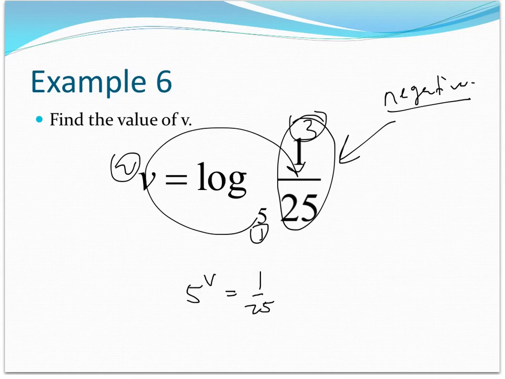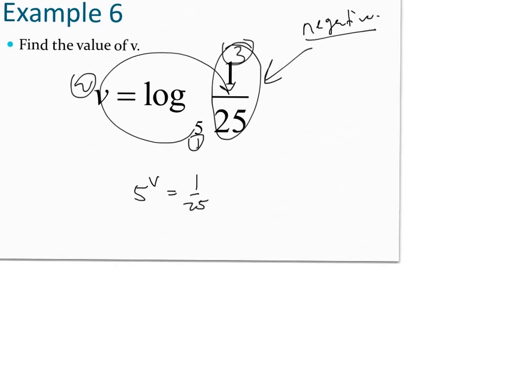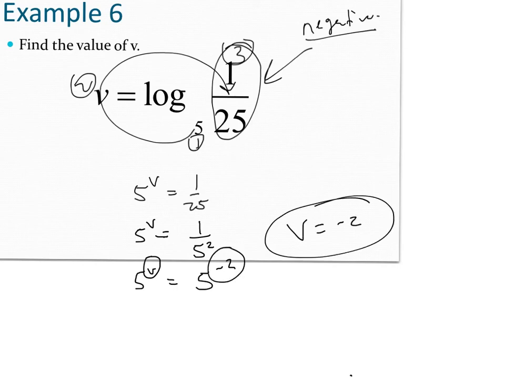In order to get these to the same base, I know that 25 is the same as 5 squared. But in order for me to have it as the same base, I need to flip it up to the top, which makes that a negative 2. Now I have the same base. v is equal to negative 2.